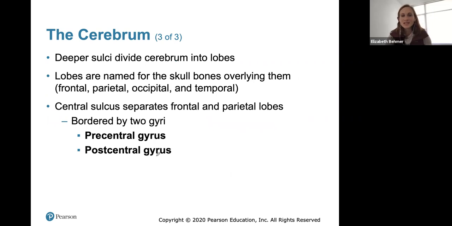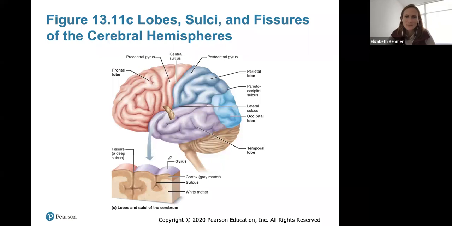The deeper sulci divide the cerebrum into lobes, and the lobes are all named for the skull bones which overlie them, and I'll show you a picture of this. And there's a central sulcus that separates the frontal and parietal lobes, and it's bordered by two gyri, which are important. And these gyri are in your lab practicum 4 master list as well. So knowing a picture like this is very important.